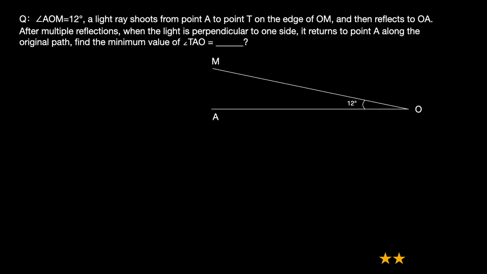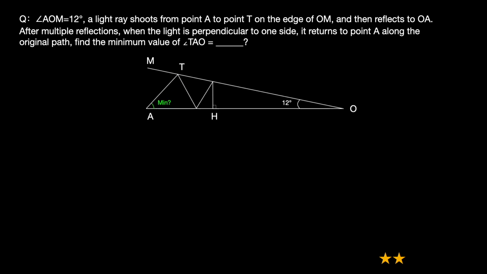Question. Angle AOM equals 12 degrees. A light ray shoots from point A to point T on the edge of OM and then reflects to OA. After multiple reflections, when the light is perpendicular to one side, it returns to point A along the original path. Find the minimum value of angle TAO.